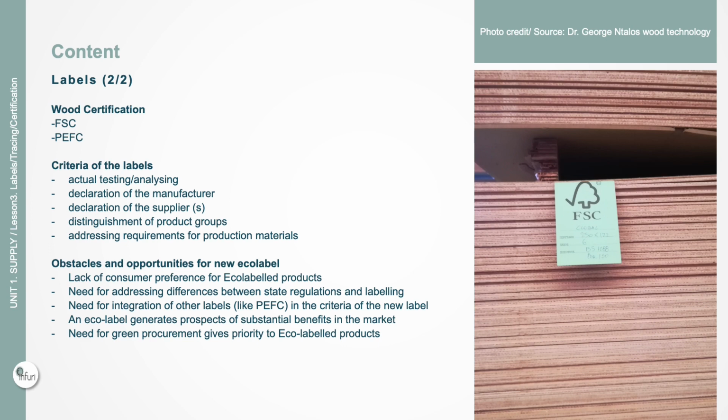An eco-label generates prospects of substantial benefits in the market, and the need for green procurement gives priority to eco-labeled products. As for the furniture regulations in the European Union, there are safety regulations and labeling requirements applicable to furniture products, including standards for furniture, the furniture and standards, the children's furniture rules, and furniture fire safety standards.